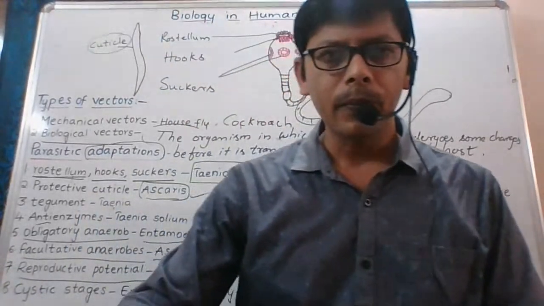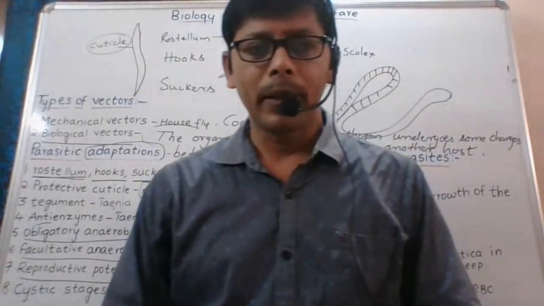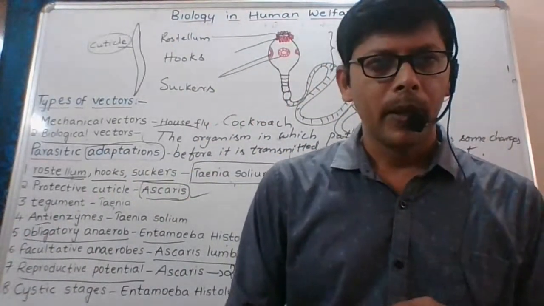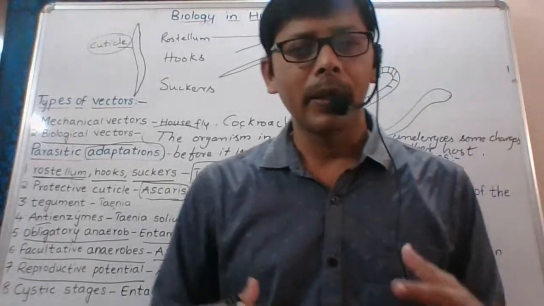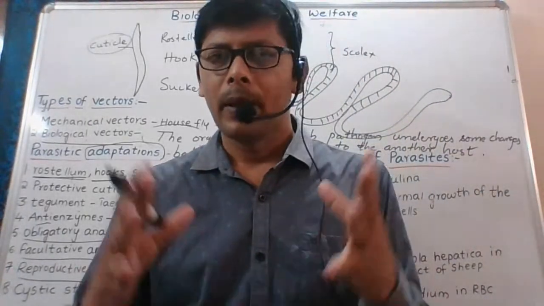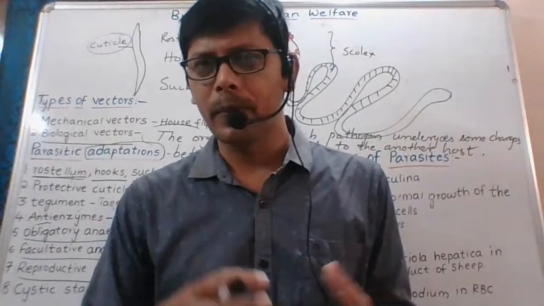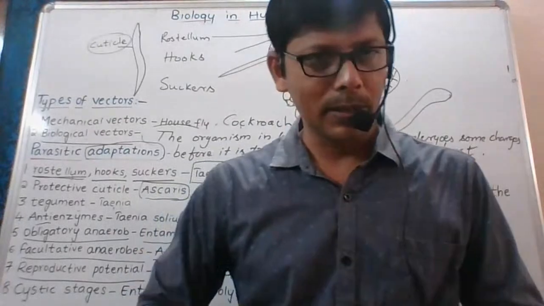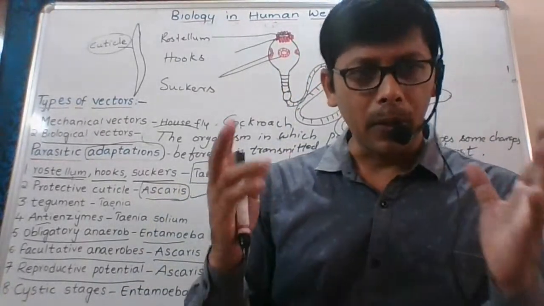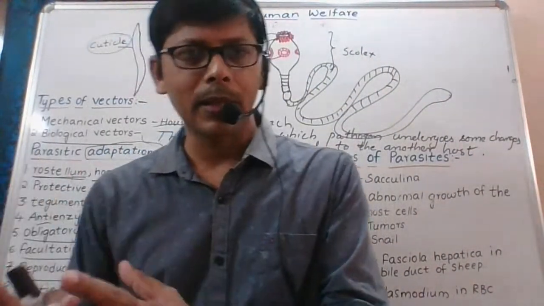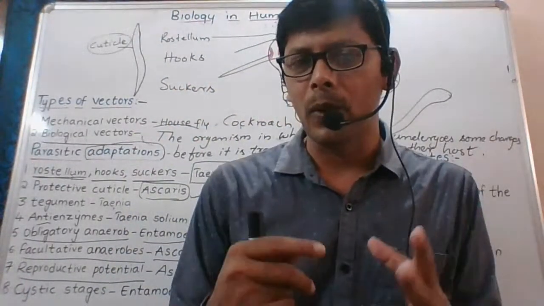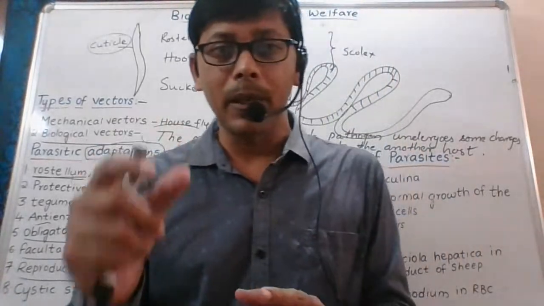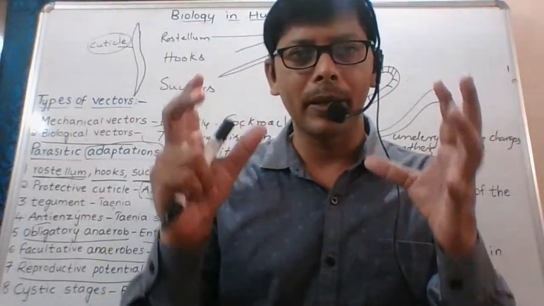Okay, Ascaris lumbricoides. There is male Ascaris and there is female Ascaris. In a person's body, Ascaris is living, both male and female. The copulation takes place in our intestine. The sexual copulation between male Ascaris and female Ascaris takes place in our intestine. After copulation, the female Ascaris releases 2 lakh eggs.